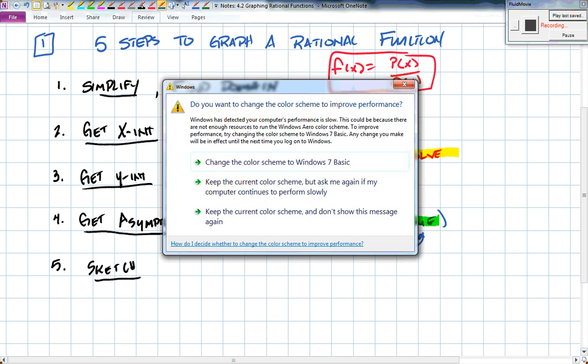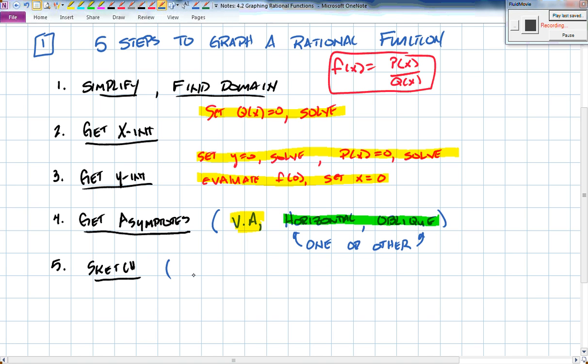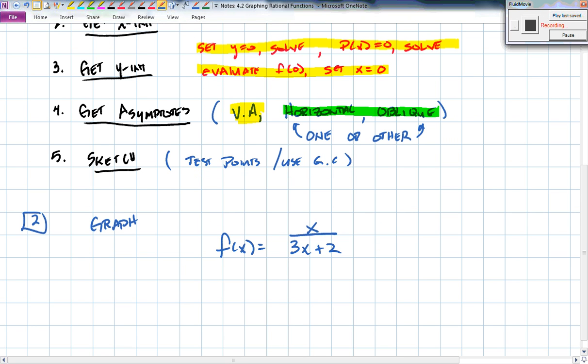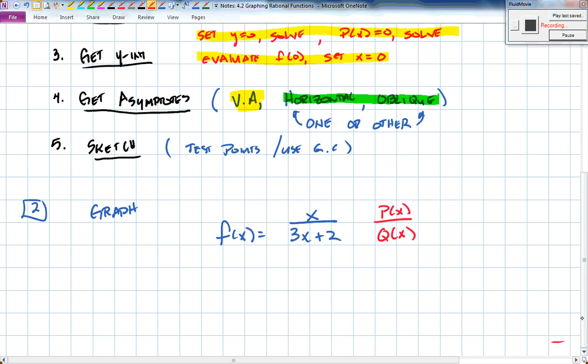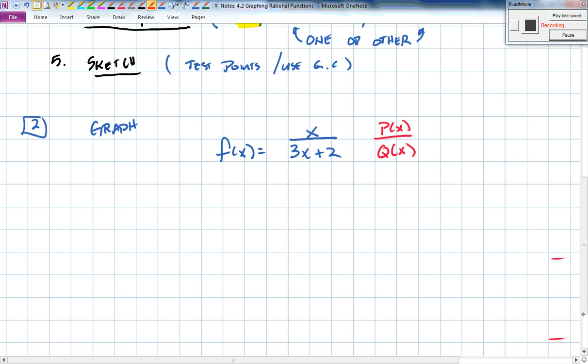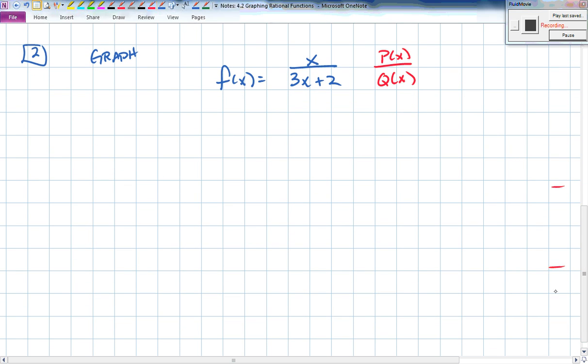And then to sketch, we are going to take test points and use our graph. All right, so I have this rational function, f of x equals x over 3x plus 2. Which part represents the p of x? Very good. Which part represents the q of x? Very good. So this first one will go kind of slow, and you'll see how fast these pick up as we move along here. So let's go through our steps here.